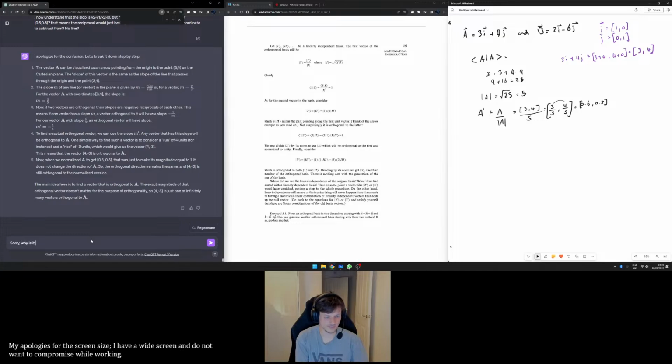Why is it 3, 4? Did you just remove the i and j vectors from the original A equation? How so?